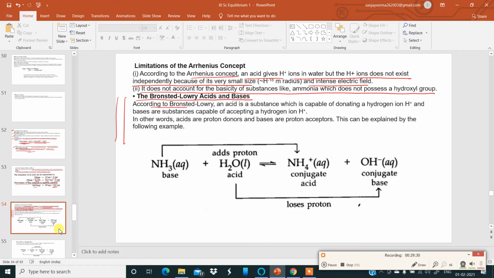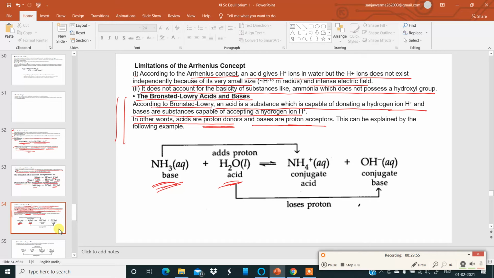According to Bronsted-Lowry, an acid is a substance which is capable of donating a hydrogen ion, and a base is a substance capable of accepting a hydrogen ion. In other words, acids are proton donors and bases are proton acceptors. Remember this, it is explained over here. Base is proton acceptor, acid is proton donor.